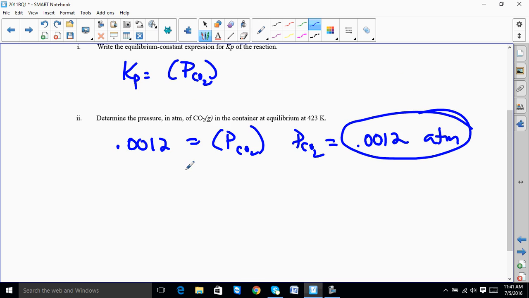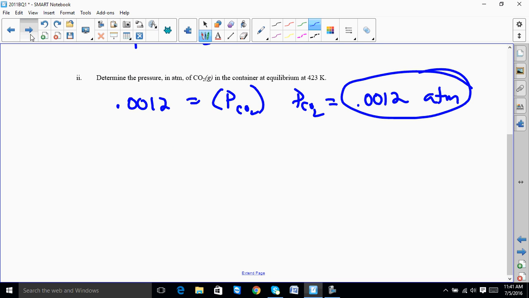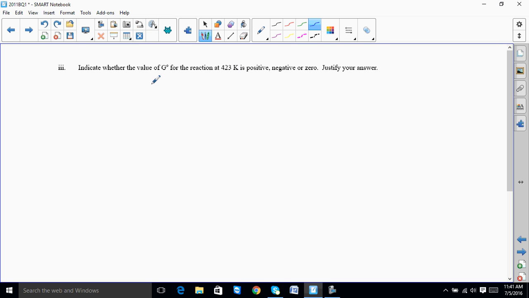And then indicate whether the value delta G for the reaction is positive, negative, or 0. Justify your answer. God, that looks weird. I don't know why. Sorry. You learned delta G naught.